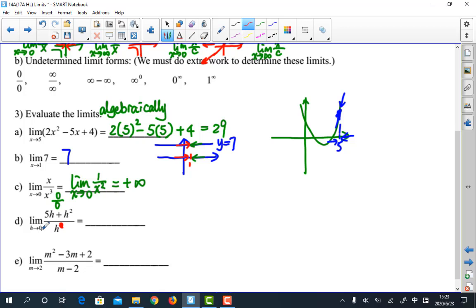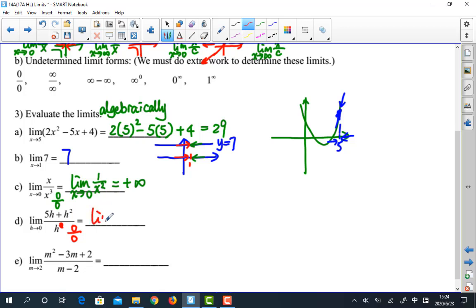The first technique is always to sub in. If we sub h equals 0 in for h, we will have 0 in the numerator, 0 in the denominator. It's 0 over 0 form. That's called undetermined limit form. This form suggests that I need to do actual work in order to find its limit.